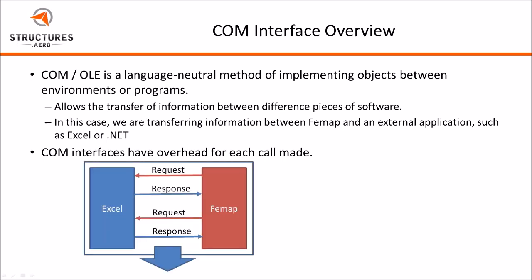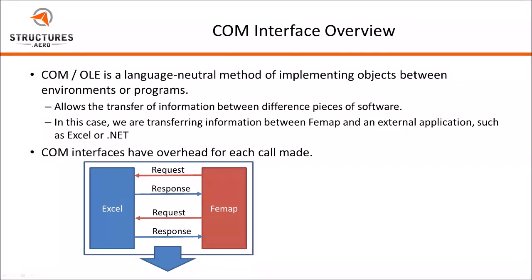So for what we're looking at here, I just realized I have that picture backwards. Excel is actually going to make the request to Femap, and then Femap will provide the response. And if we are running an API that needs to make a million API calls, if you have a large number of elements or a large number of properties, there's a lot of overhead that is associated with this interface. So what we're going to be looking at today is ways to speed this up.